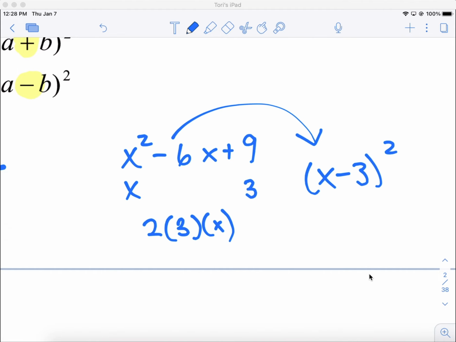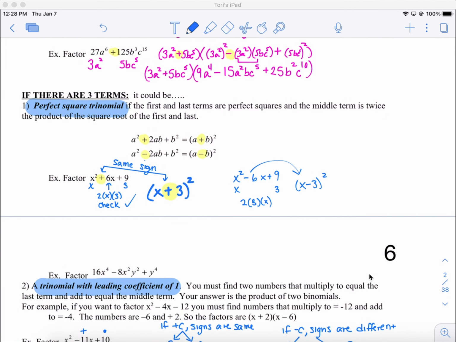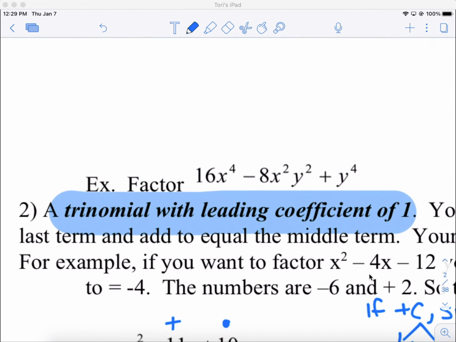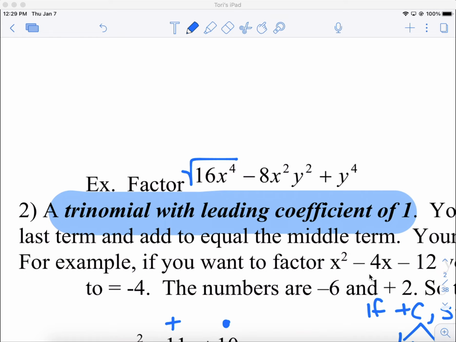Do not have to. Let's go ahead and do the same thing on the next page. We're still talking about perfect square trinomials. So I'm at the top right here above where it changes topics. All right, think about square rooting this piece. That would give me 4x squared.